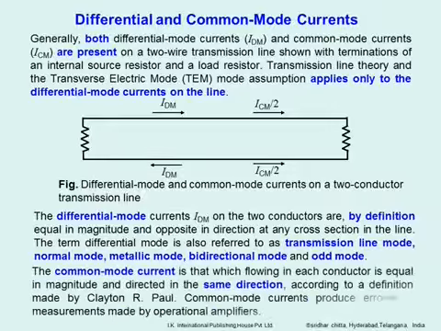The common mode current is that which, flowing in each conductor, is equal in magnitude and directed in the same direction, according to a definition made by Clayton Paul. Common mode currents produce erroneous measurements made by operational amplifiers.